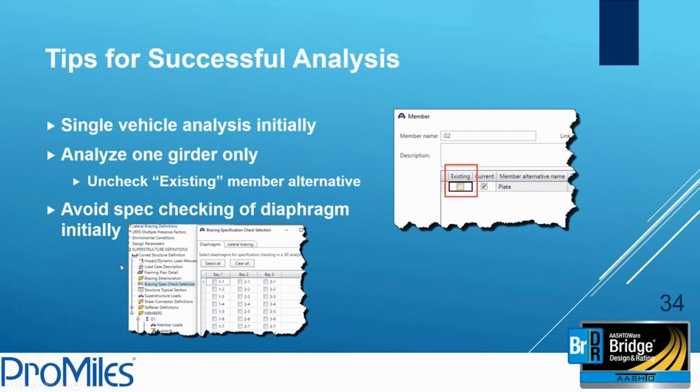You can also avoid spec checking the diaphragms when you run the analysis for the first time. Spec checking all these boxes for diaphragms will do influence surface loading for those diaphragms and also do spec checking for those diaphragms. So when you're trying to fine tune your model, you can uncheck these boxes and it will make your model run faster. Unchecking these boxes for diaphragms will still give you a diaphragm dead load action.